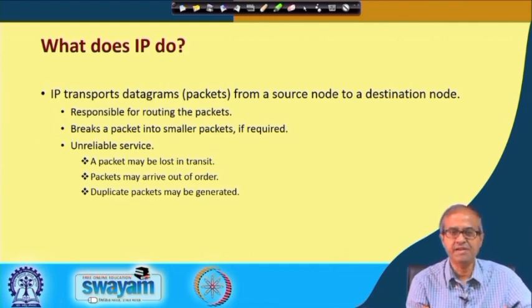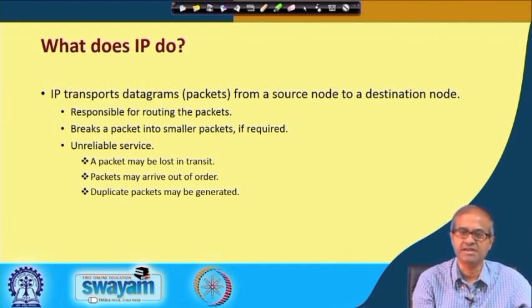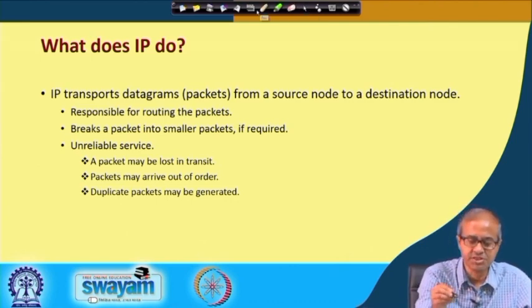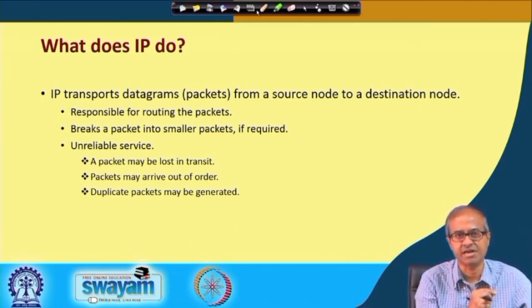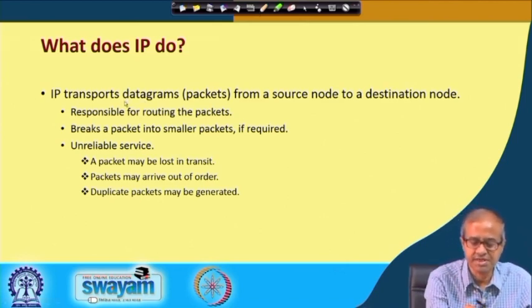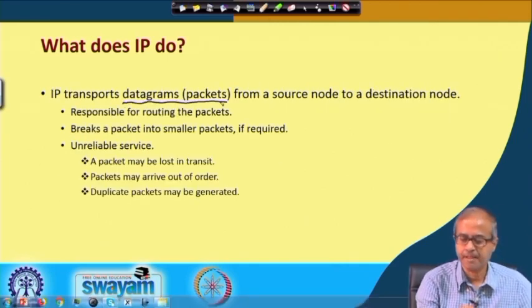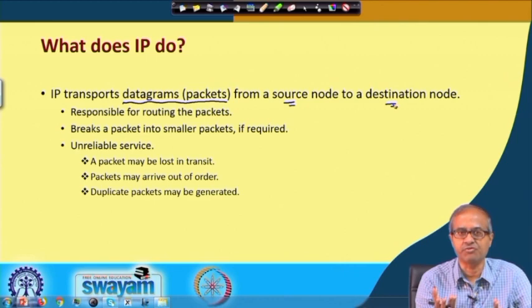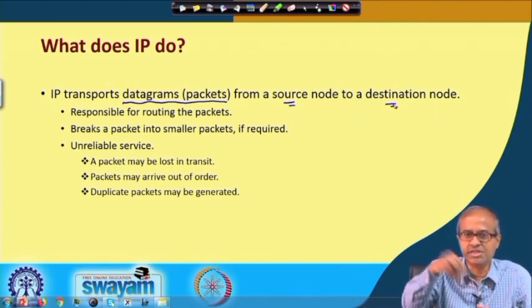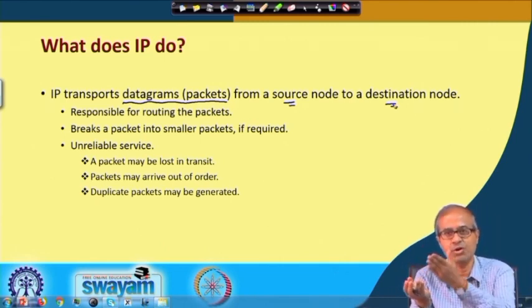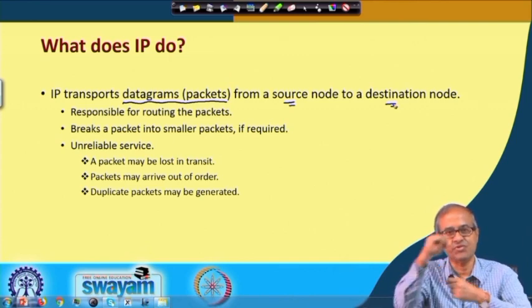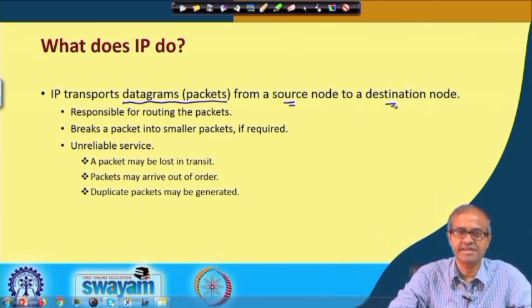Now, very briefly let us look at the functionality. What does IP do? IP is responsible for routing of the packets or the datagrams. It transports datagrams or the packets from a source to a destination. This is called routing. So, it will decide which node to forward the packet to next. That next node will again decide where to forward that packet next.